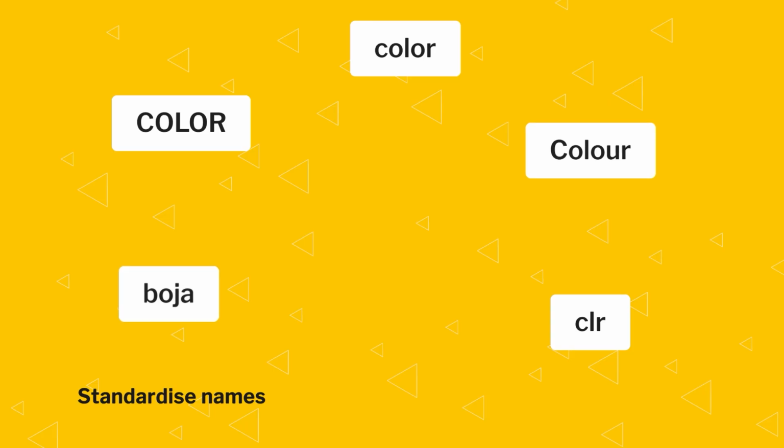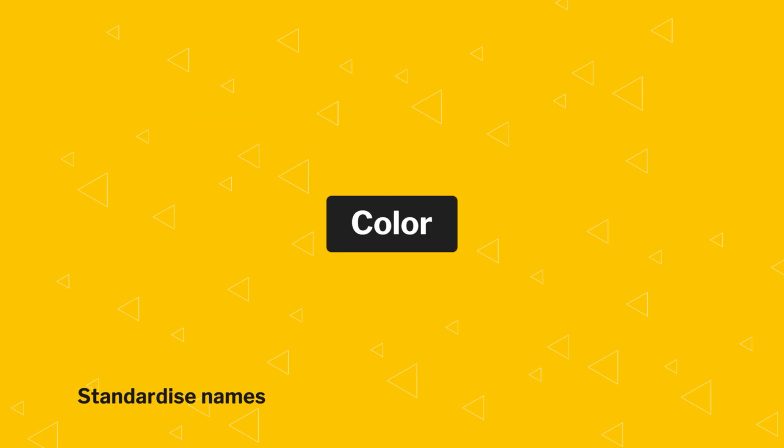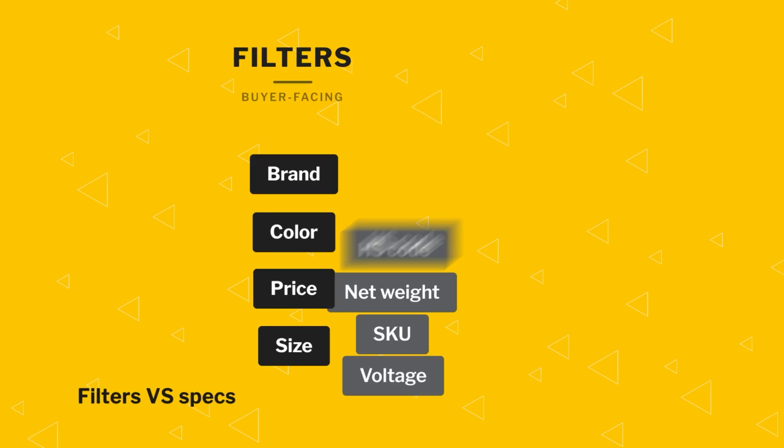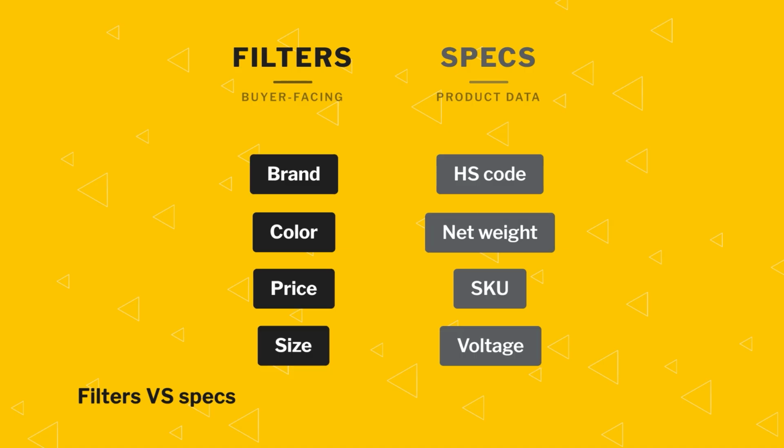The fix has 2 parts. First, clean the data. Standardize attribute names, standardize values, remove duplicates, decide which values are real buyer-facing filters and which ones belong in product specs. Second, rank the filters by buyer intent. The order should match the way the buyer thinks, not the way your database exports columns. The simple rule is this: keep the decision-making filters visible and move the specialist filters behind advanced controls.